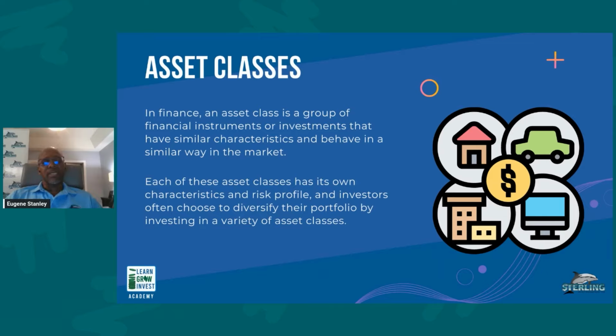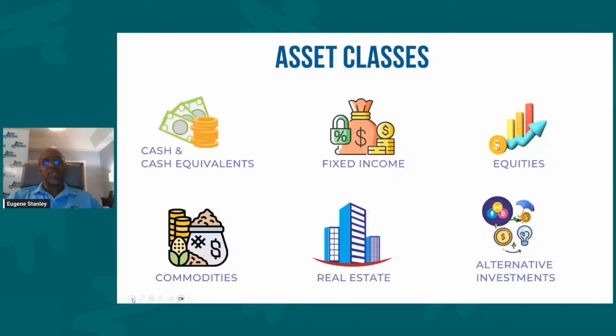There are 6 main asset classes, which include cash and cash equivalents, bonds, stocks, commodities, real estate, and alternative investments. Each of these asset classes has unique features such as risk and return characteristics, liquidity and volatility that distinguish them one from the other.